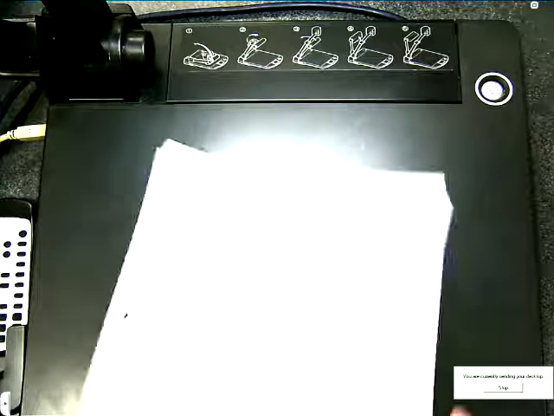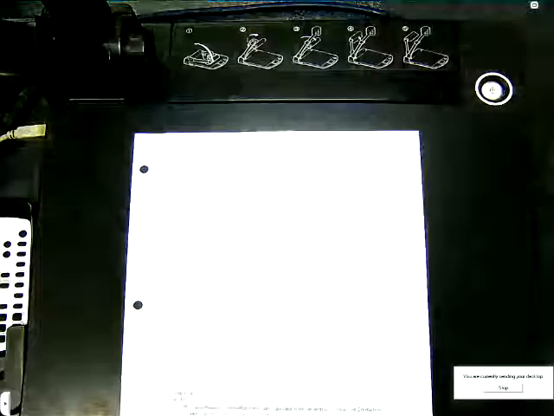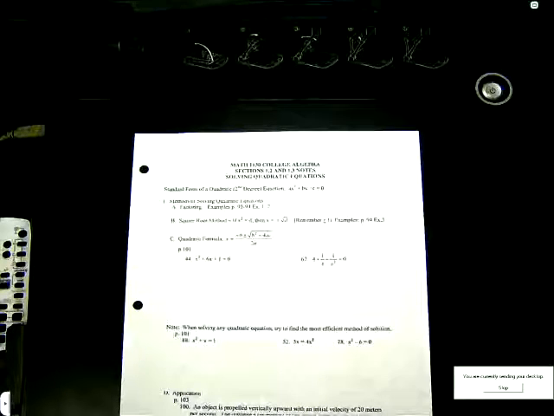Section 1.1 was solving linear equations. And what did linear mean? How do you identify it? Linear is first degree. The highest power is x to the first.